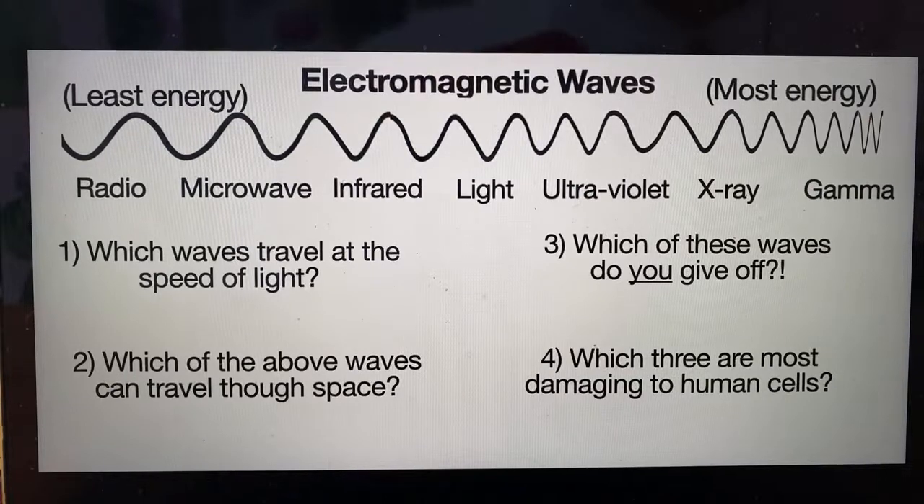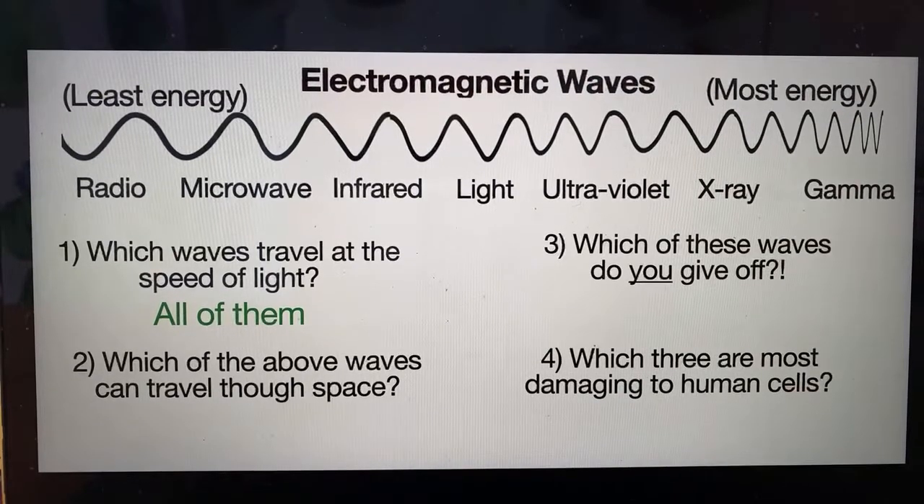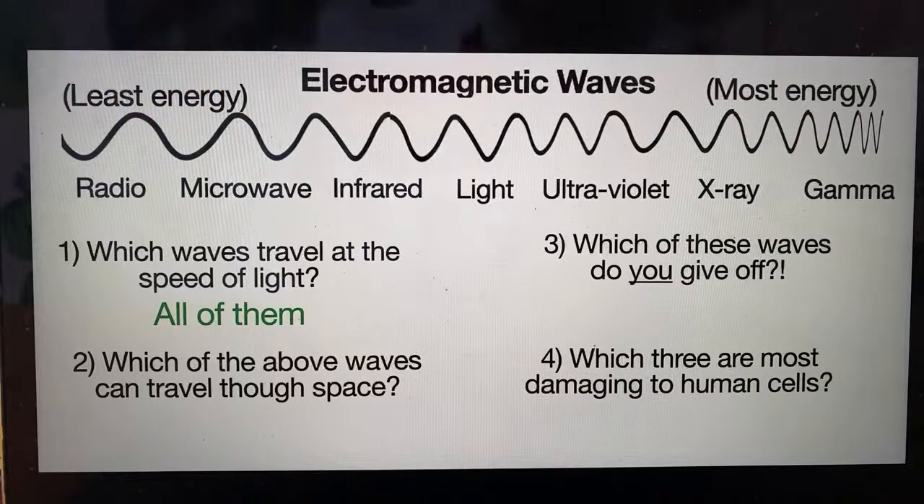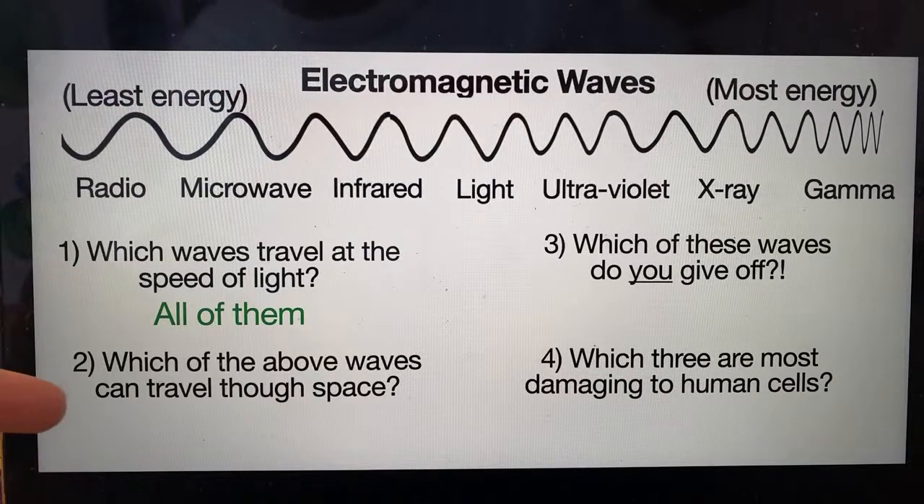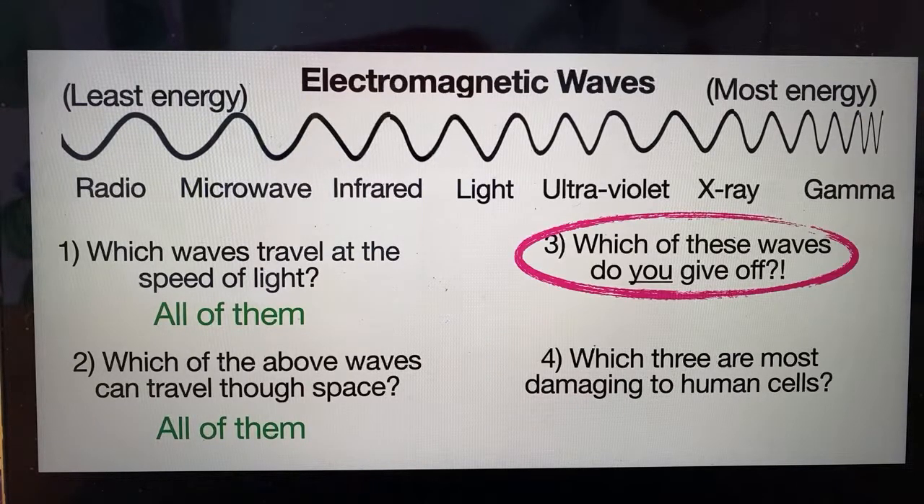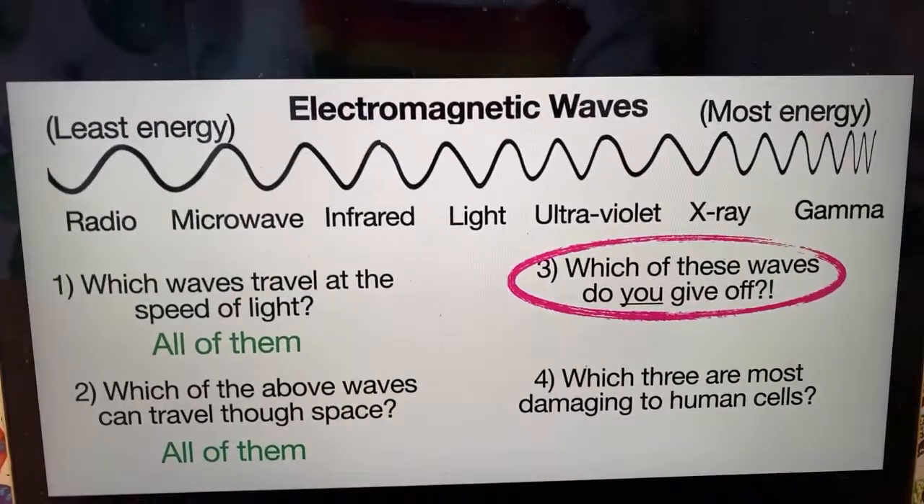What do you reckon? I'm hoping that you've got 1 and 2. Which of these electromagnetic waves travel at the speed of light? All of them. They're all the same. Apart from their wavelengths, right? So the longest wavelengths, I'll tell you that in a sec. Which of the above waves can travel through space? Yes, all of them. You're getting it. They're all the same apart from their wavelength. Which of these waves do you give off? What a brilliant question. If I say so myself, let's think about that.